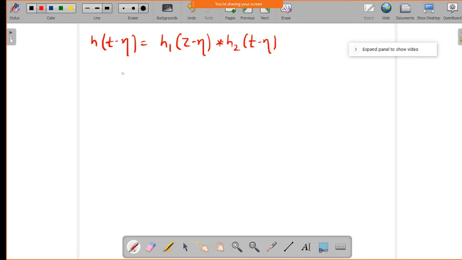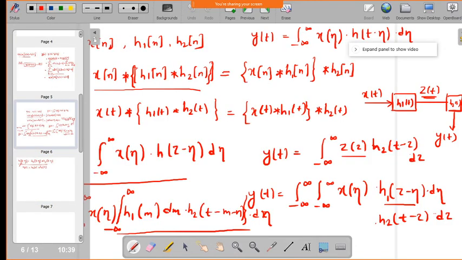So this is similar to h of t, which is nothing but h1 of t convolution h2 of t, in this form. But if you replace t by t minus eta, you will get this one. In a similar way, we have substituted h1 of t and h2 of t with h of t, so we will use this equation. That's how we wrote this equation, which is nothing but the integral of x of eta into h of t minus eta d eta. So now we can write this as x of t convolution h of t. In terms of h of t, we can write it as the convolution of h1 of t and h2 of t.